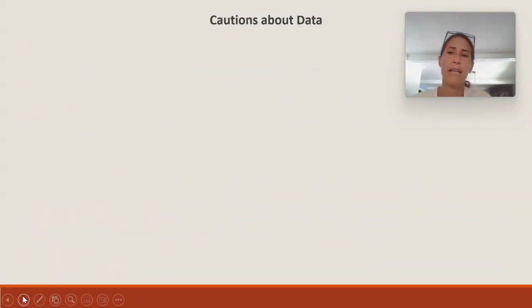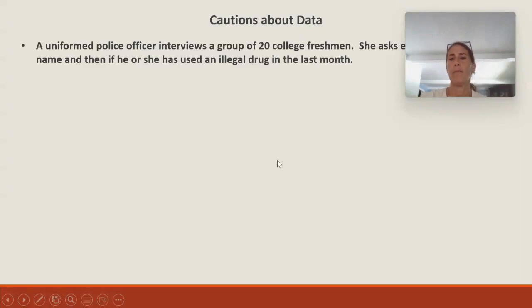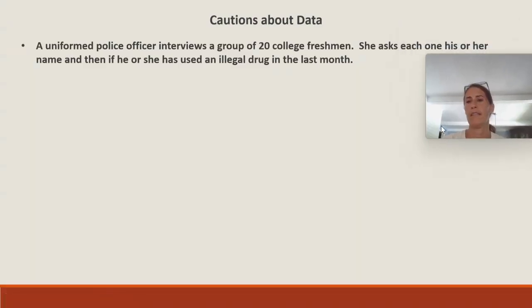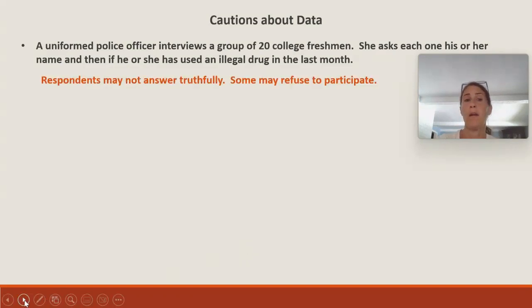So, some cautions about data. Here are a bunch of examples of different things that could occur. A uniformed police officer interviews a group of 20 college freshmen. She asks each one his or her name, and then if he or she has used an illegal drug in the last month. What could affect the outcome of that question? Just think about who's doing the asking and who's being asked. Some of these respondents might not answer truthfully because it's a police officer. Some may refuse to participate just because of the question or because of the person asking the question.